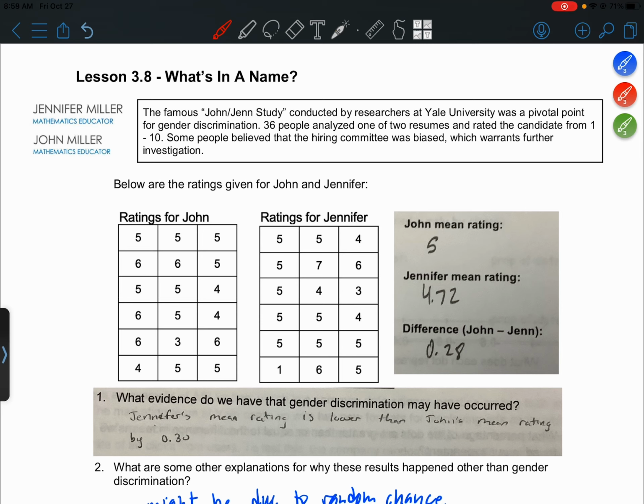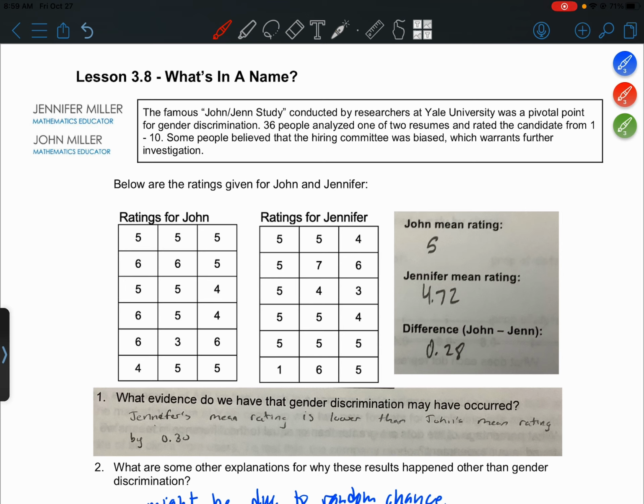Because the only thing that's different about the resumes is that one has a male name and the other one has a female name. But all the qualifications that are written on the resumes, like the phone number, the address, everything on the resume is identical except the gender of the candidate.